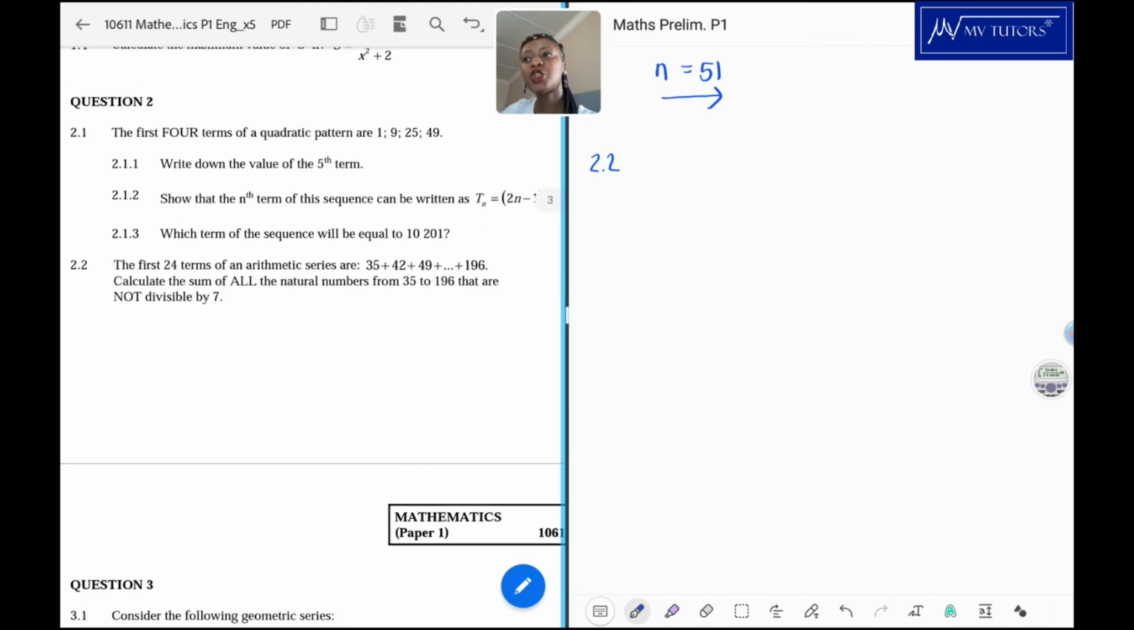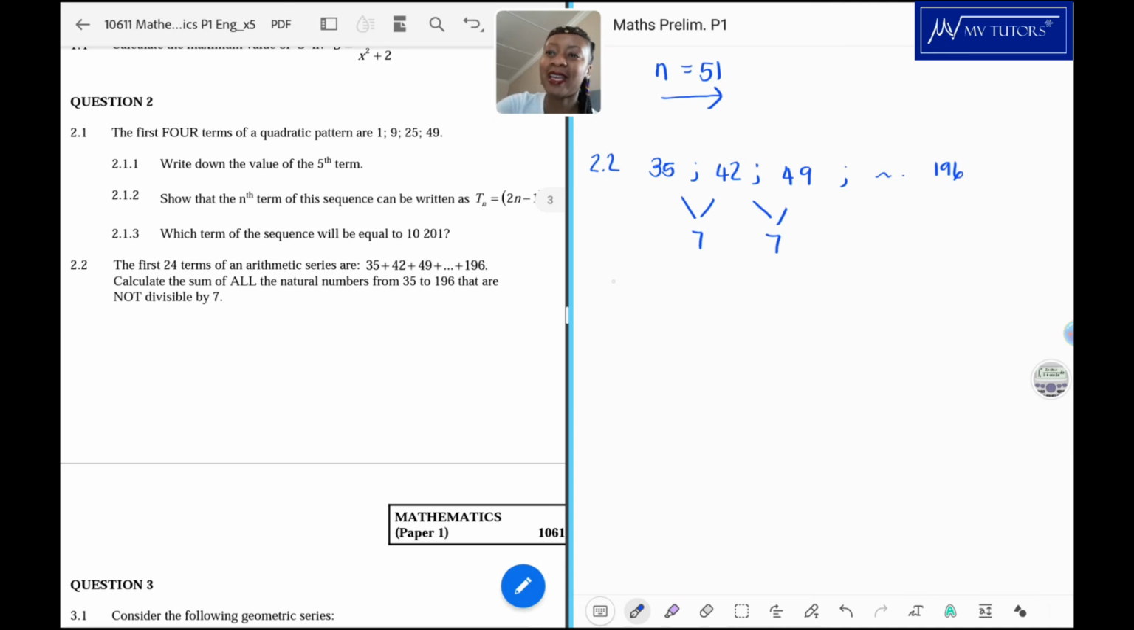Now they're saying the first 24 terms of an arithmetic series are 35, 42, 49. I don't know if you see a trend here. For those who used to study their times tables, cram them rather. I used to cram them. So I can see this is the trend for the 7 multiplication table. Okay, so we have all the way to 196. Okay, so now it says calculate the sum of all the natural numbers from 35 to 196 that are not divisible by 7. Okay, so what are they saying?